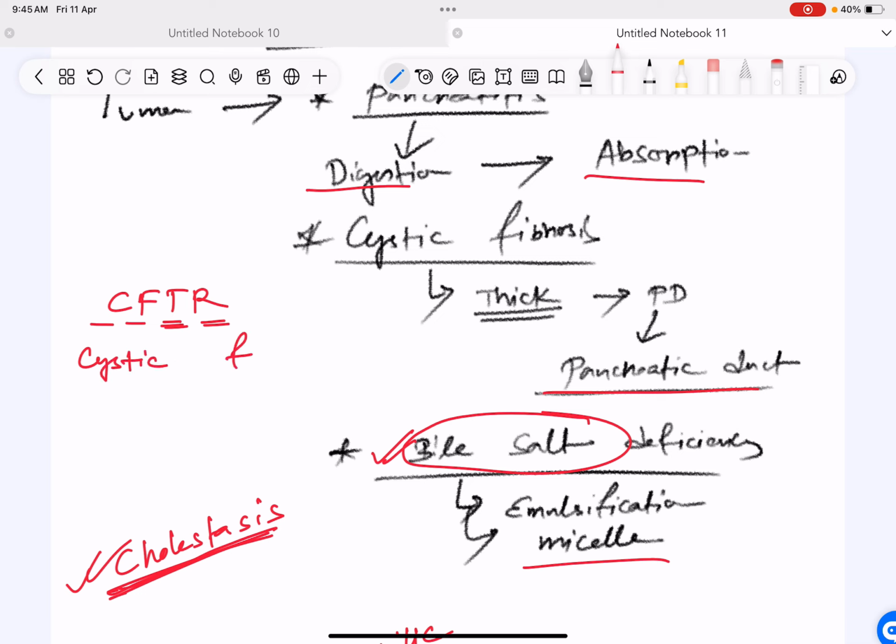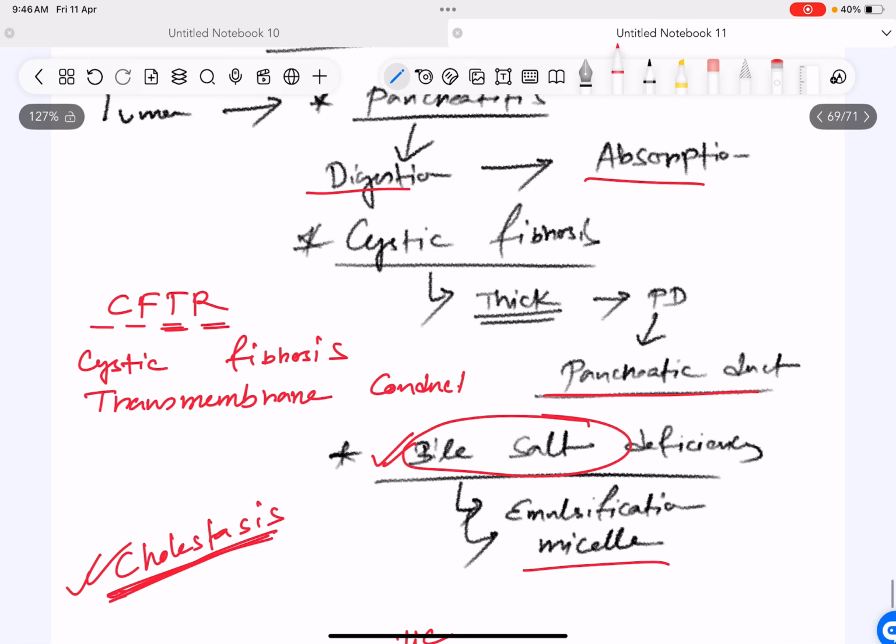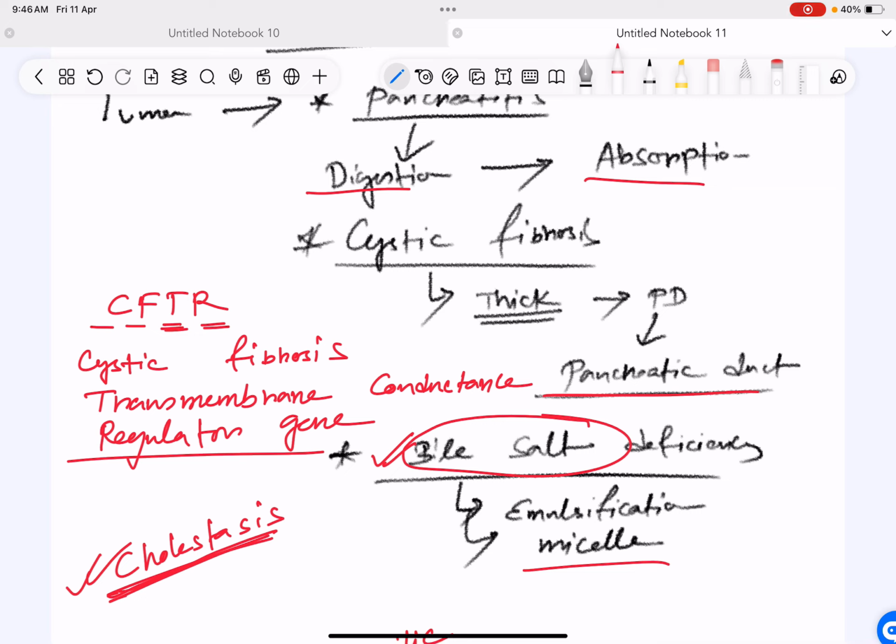Cystic fibrosis transmembrane conductance regulator gene. Correct. Now if I ask you which chromosome this gene is present on? Well, it is present on chromosome number 7.